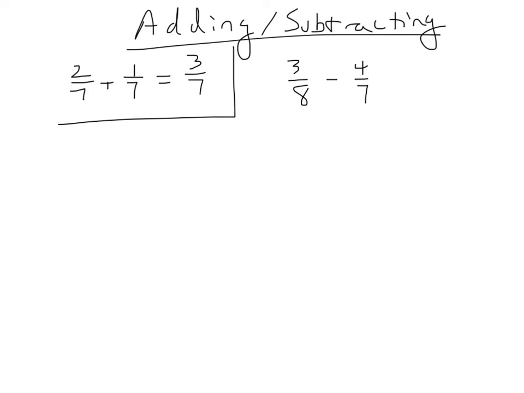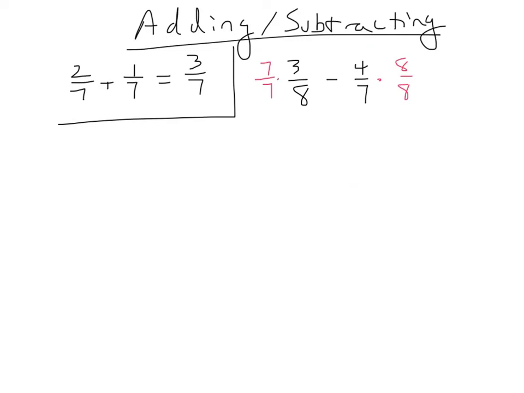Subtracting would be the same idea, except now I've got this problem that I don't have the same denominator. So what I'm going to look for is the least common denominator between these two. And it will always work to just multiply this one on the left by 7/7, this one on the right by 8/8. In some cases you will have smaller numbers you can multiply by, but this will always work.